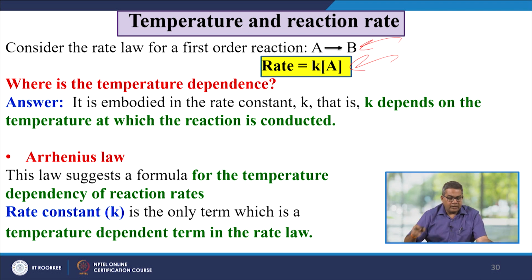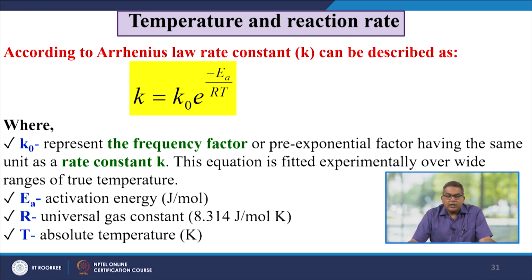Let us talk about the Arrhenius law. This law suggests a formula for the temperature dependency of a reaction rate. The rate constant K is the only temperature dependent term in the rate law. According to the Arrhenius law, the rate constant K can be described as K is equal to K naught e to the power minus EA over RT, where K naught represents the frequency factor or pre-exponential factor, having the same unit as the rate constant K.